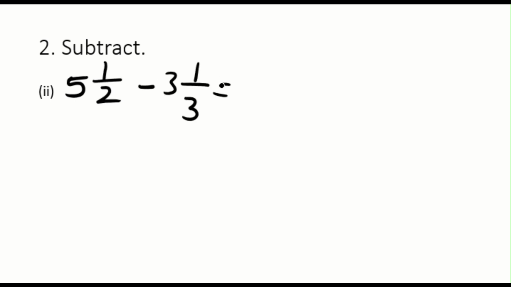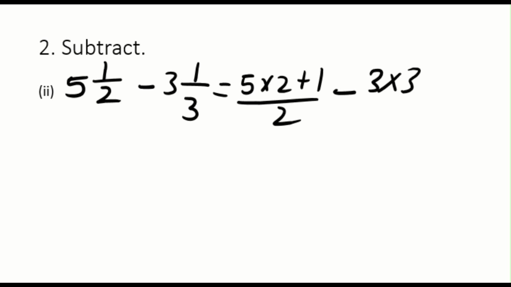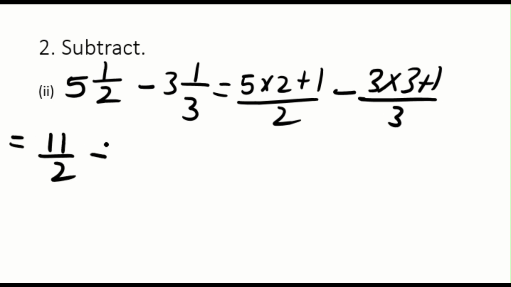Okay, next number is 5 1 upon 2 minus 3 1 upon 3. Okay, let's solve this. Let's use second method to solve it. We can use the first method as well or the second method as well. So let's use second method. 5 into 2 plus 1 upon 2 minus 3 into 3 plus 1 upon 3, which is then equal to 11 upon 2 minus 10 upon 3.